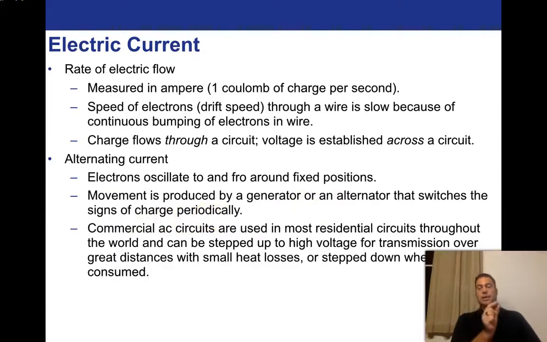So what happens is you have basically a whole lattice of protons. The electrons are moving or flowing one direction, and then they reverse, and then they go back the other way. They just sit there and they move back and forth.